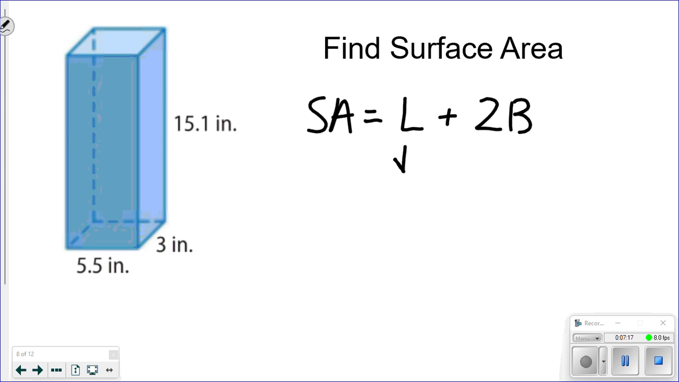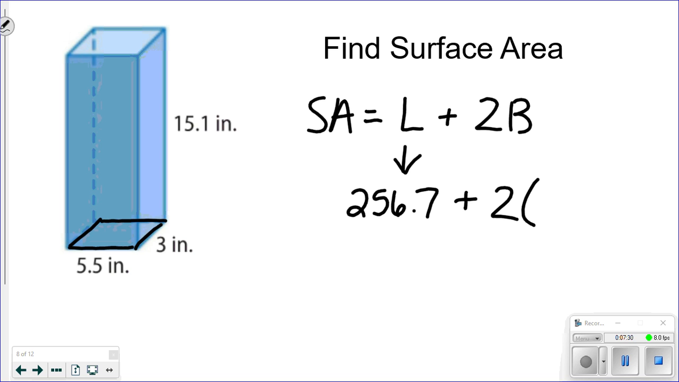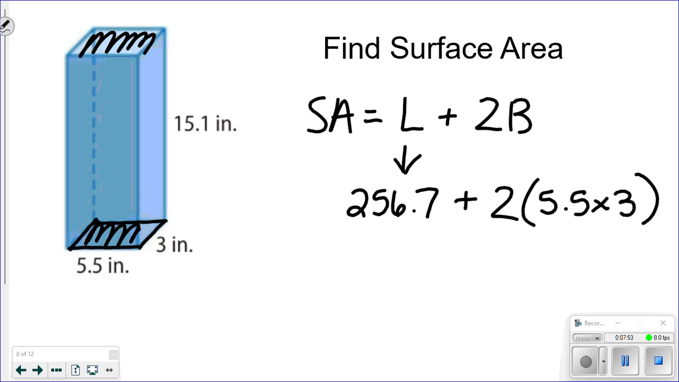So I already know my lateral area is 256.7. I found that by taking my perimeters, adding them together, and timesing it by the height. Now, this is the part we didn't do. We have to find the area of the base. So my base is here. To find the area of that, it would be 5.5 times 3, because it's a rectangle. If I take 5.5 times 3, I'm finding one of them. That's why I'm multiplying by 2, because I have two bases, this one and this one.